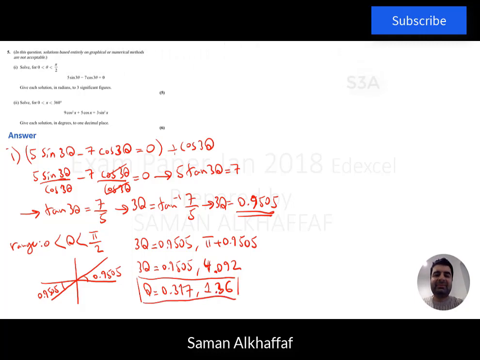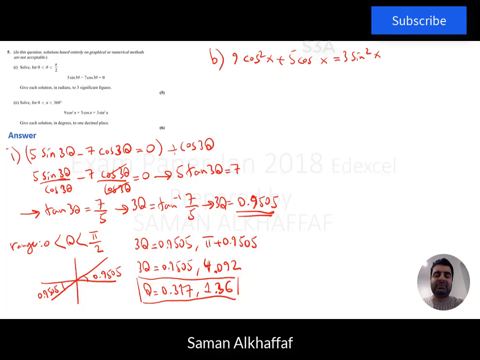Now for part B, we need to solve for 0 being smaller than x and x being smaller than 360 degrees. We have the expression 9 cosine squared x plus 5 cosine x equals 3 sine squared x. Now to solve this expression, we move the 3 sine squared x to the other side, so that will help us with solving this expression.